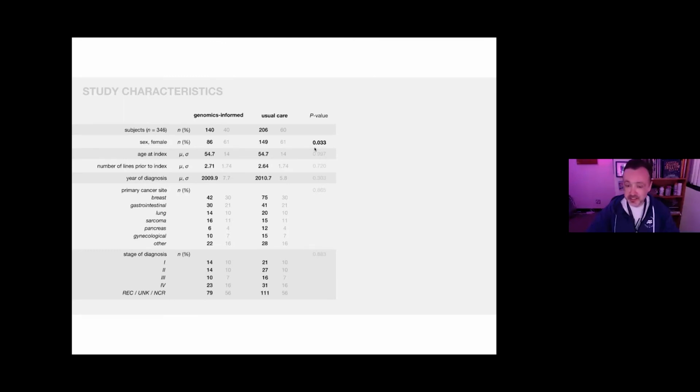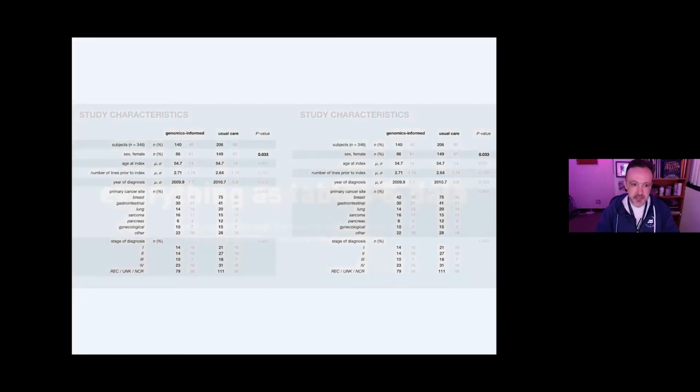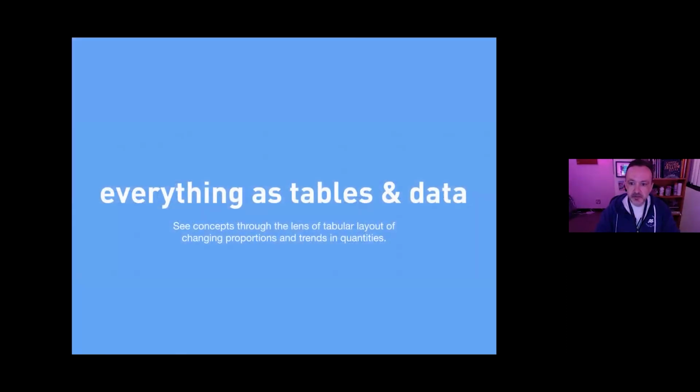But here's one that stands out. And so notice how salient that is. That stands right out because it's the only bolded number in that column. So the conclusion is that this is important and the rest, not so important. Let's skip that. So everything as tables or data.